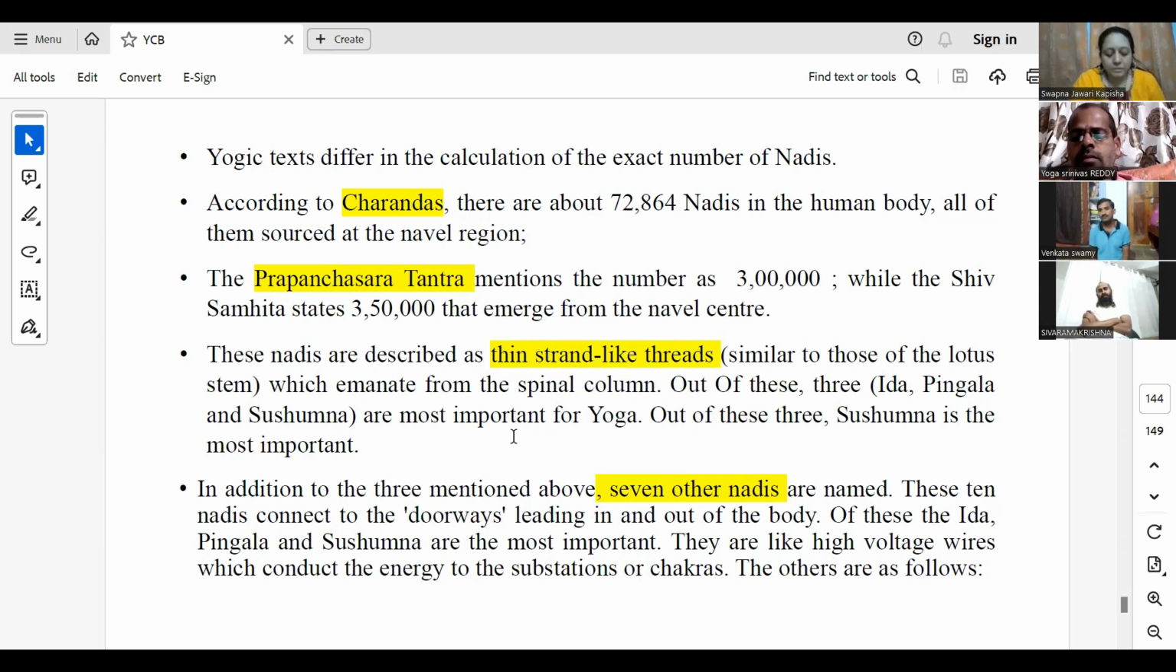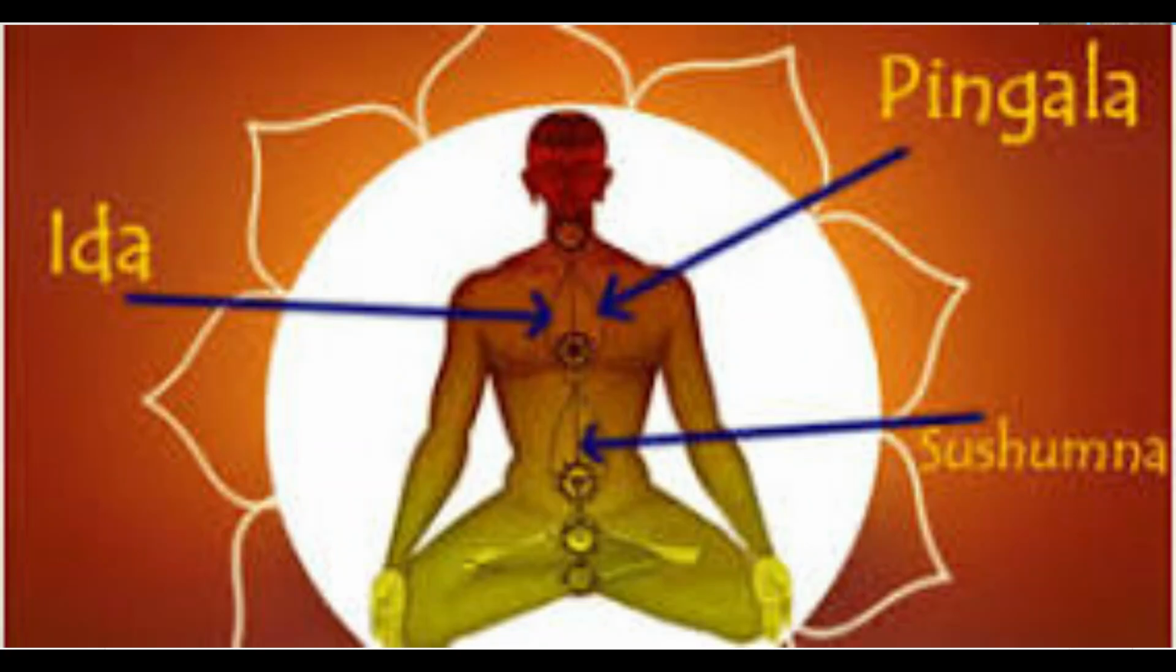In one textbook it has been explained that these are very thin threads which emanate from the spinal column. Out of these many nadis, it could be 72,000 or 3 lakhs or 3,50,000. You take whichever count you want, but 3 nadis you should always remember: Ida Nadi, Pingala Nadi, and Sushumna Nadi.